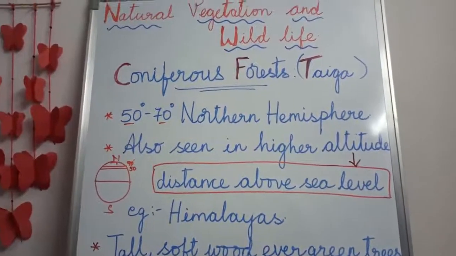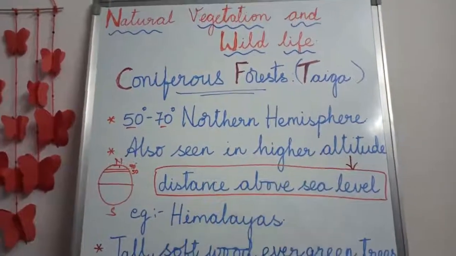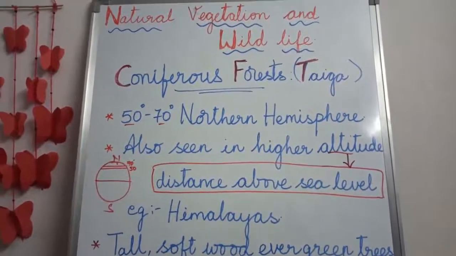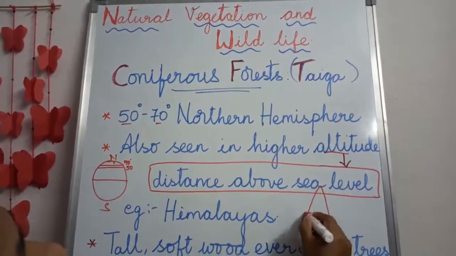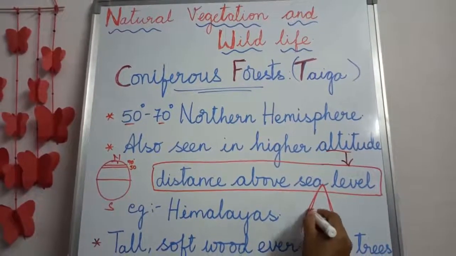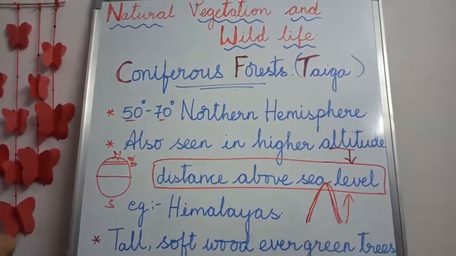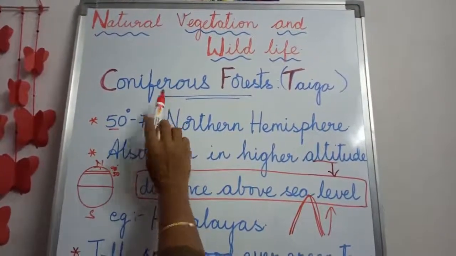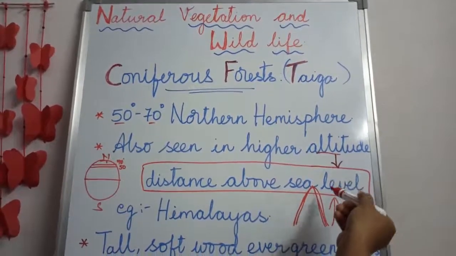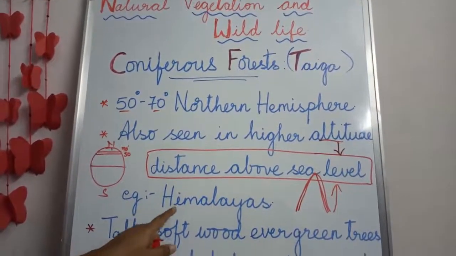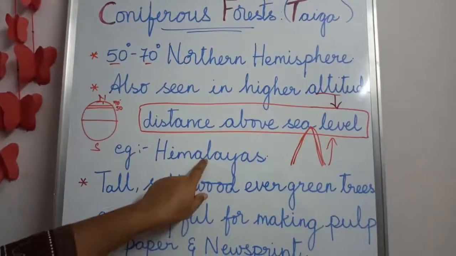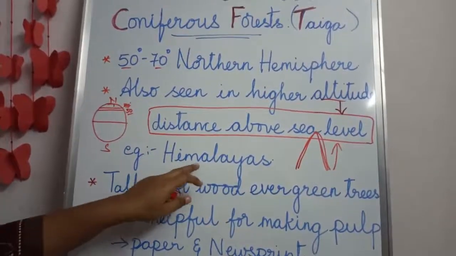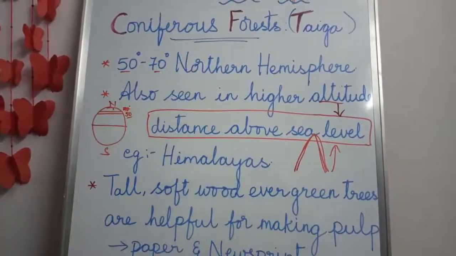This kind of forest is also seen at higher altitudes. What is the meaning of altitude, children? Altitude means distance above sea level. For example, this is a mountain. As you go above sea level, you can experience a different kind of vegetation because it's cool. So coniferous forests are also seen at higher altitudes, for example on the Himalayas. The Himalayas are not lying in these latitudes, but on the Himalayas you can find this kind of coniferous vegetation.